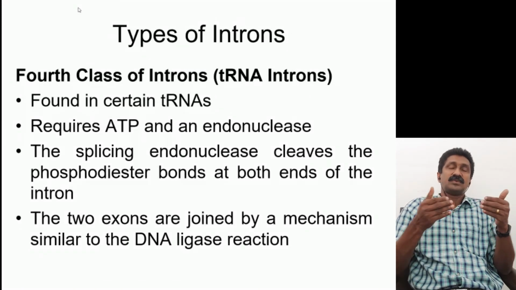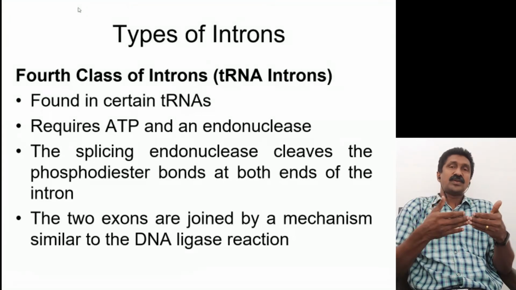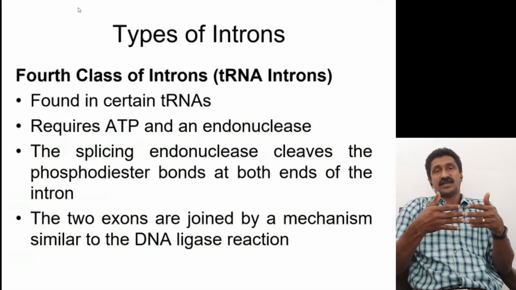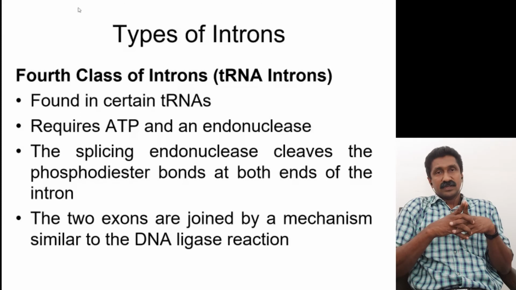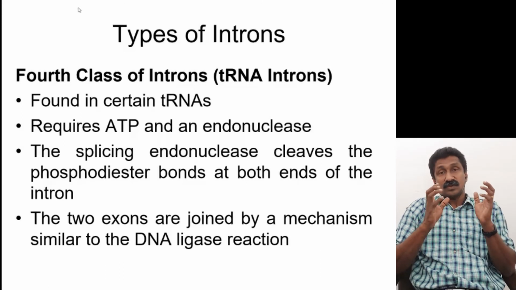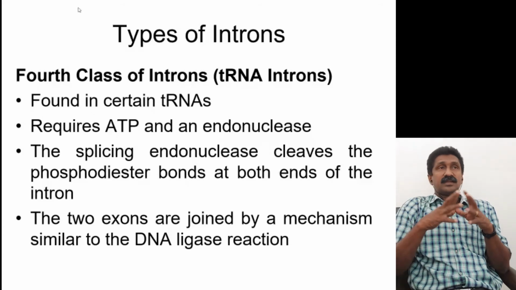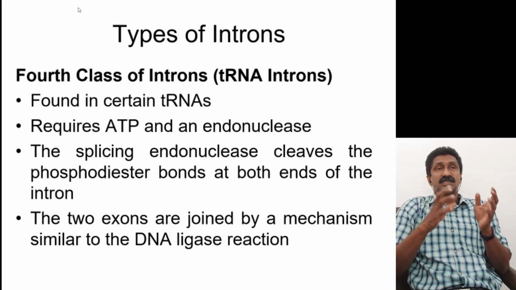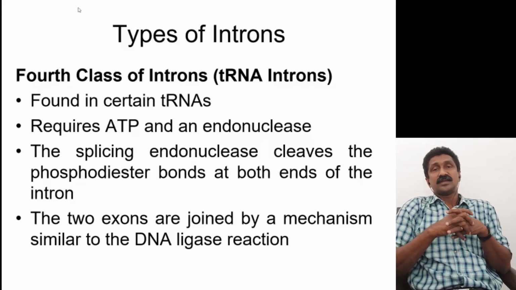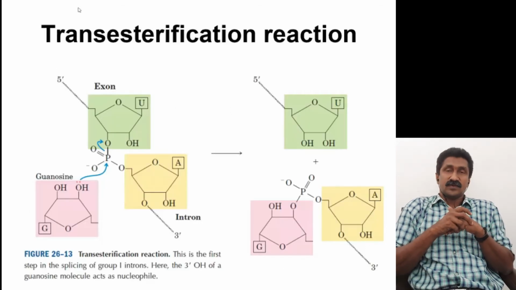So all these types of exons were joined together by a ligase reaction. This is a fourth class of intron which is reported. When we talk about the spliceosome or the intron types, we have group 1, group 2 and spliceosomal, and then there is a fourth category of tRNA introns which demands the use of ATP and endonuclease. So this is all about the different types of intron.